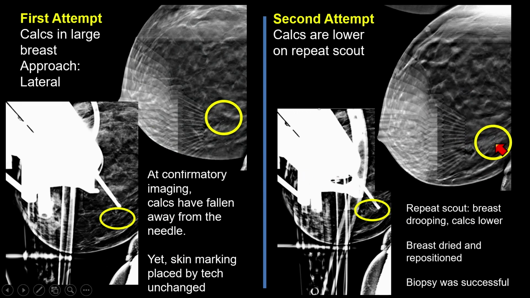We pull the needle back and do a repeat scout, and then this is when we realize the breast droops down. Okay, it has drooped. So we take the breast out of compression, dry it, and reposition, retarget. This time we reposition it in a drooping position, and that's important, and it helps us get the biopsy done.